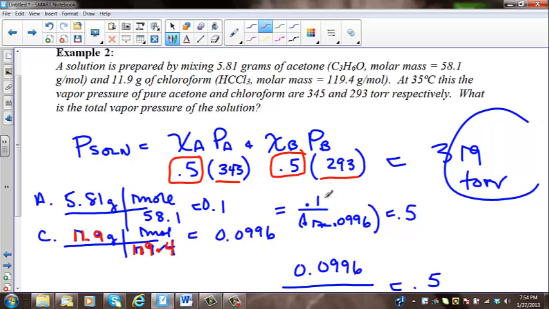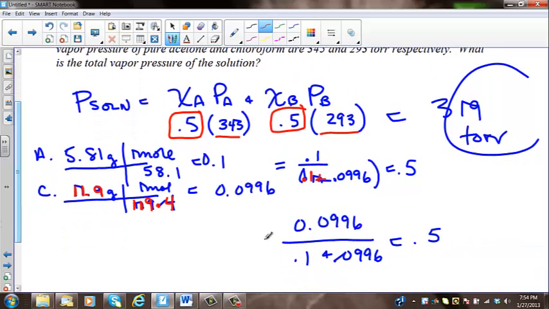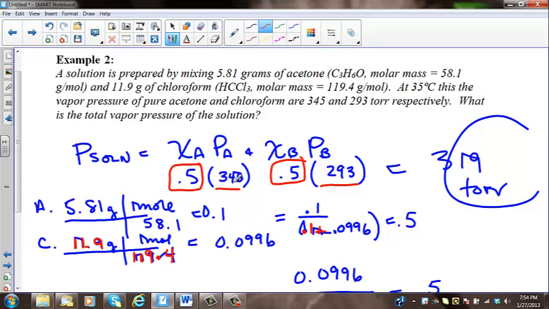So my mole fraction of acetone is 0.1 over 0.1 plus 0.0996, which gave me 0.5. And for my chloroform, 0.0996 divided by 0.1 plus 0.0996, 0.5. Which gave me 0.5 times 343 plus 0.5 times 293, 319 torr. That concludes Lesson 1, Sections 11.1 to 11.4.